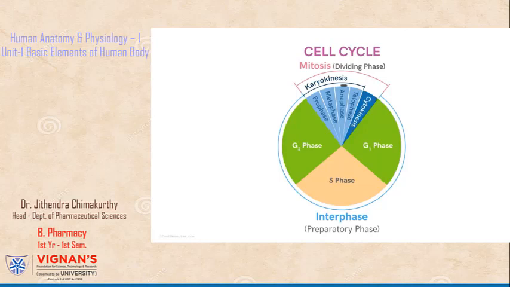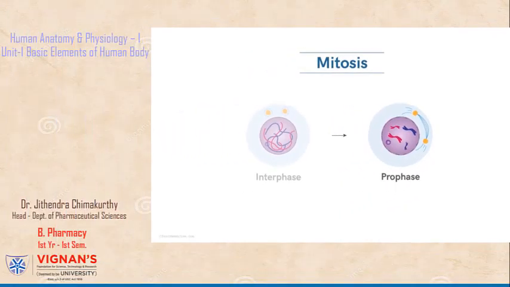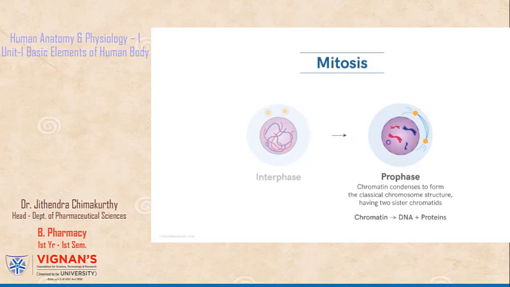Let's have a quick revision of all these phases. We are familiar with the events that the cell undergoes in this phase. The chromatin condenses to form the classical chromosome structure, having 2 sister chromatids. We very well know the chromatin is nothing but the DNA associated with the proteins. So condensation of this chromatin begins in the prophase. And what happens next? Correct. The centrosomes move apart and begin releasing mitotic spindles. The nuclear membrane and the nucleolus also start disappearing, which marks the breakdown of the nucleus.